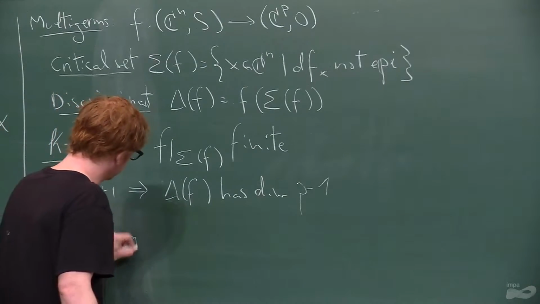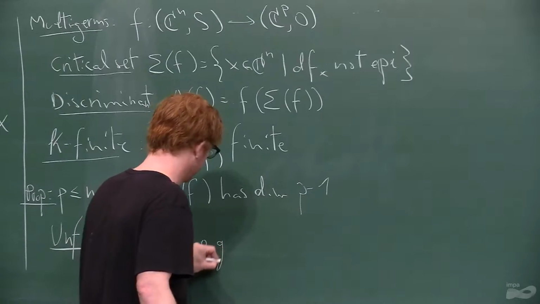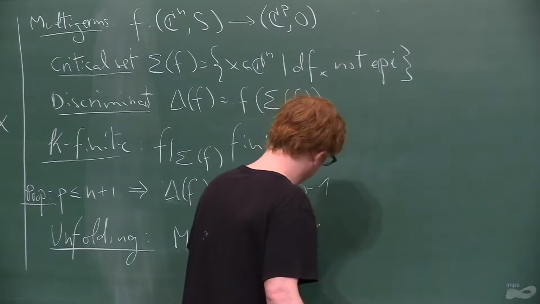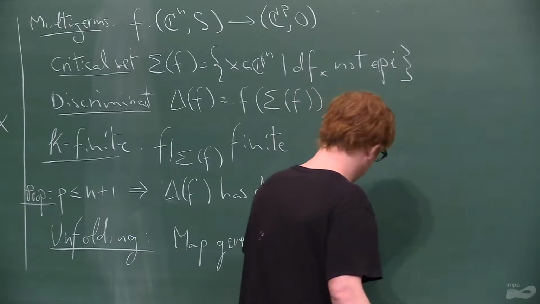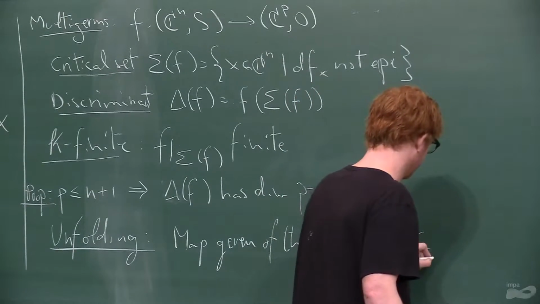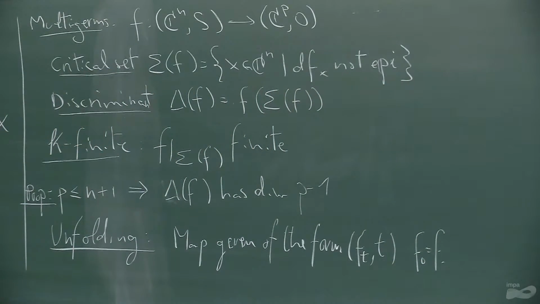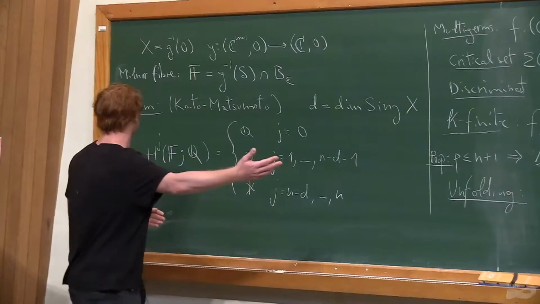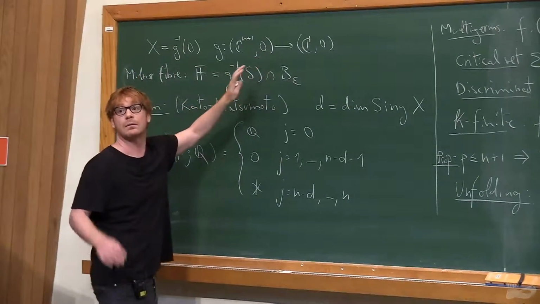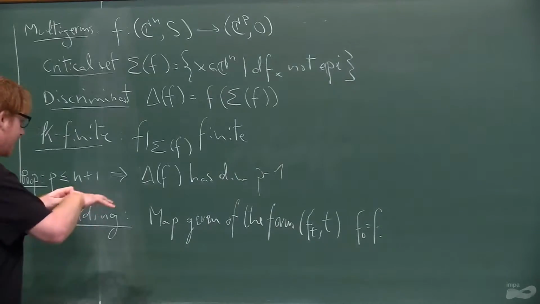An unfolding is just a map germ of the form (f_t, t), where f_0 is f. Okay? And now I want to say what would be the corresponding object in this theory to the Milnor fiber. The Milnor fiber is not a germ. It's a global object. So we need to define what would be our global object.